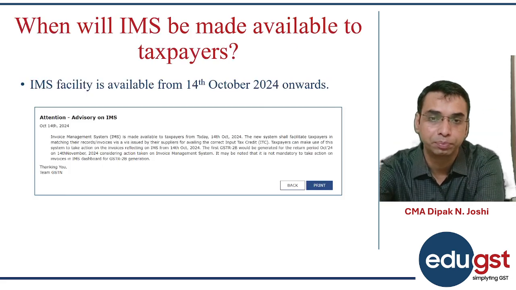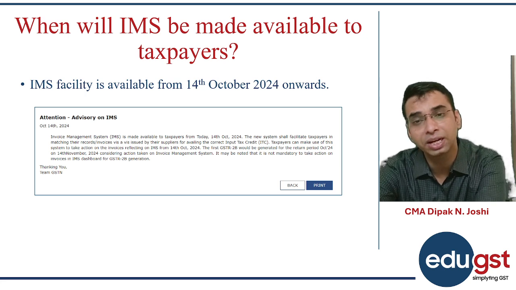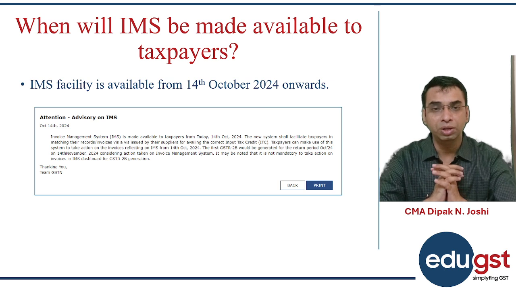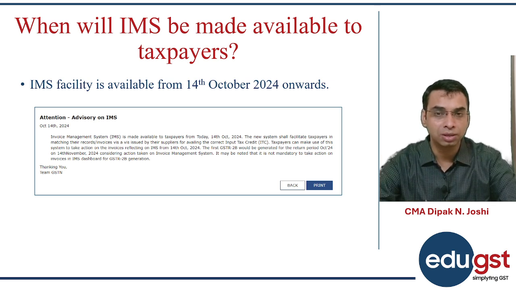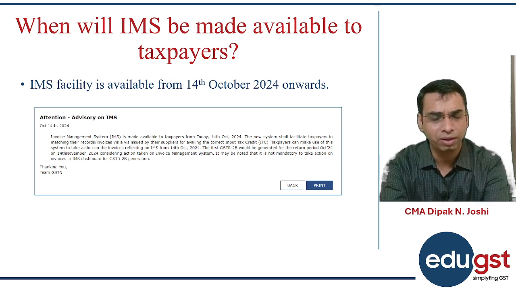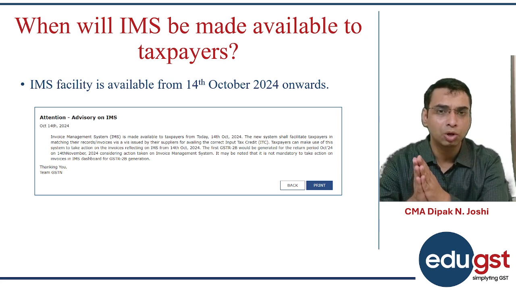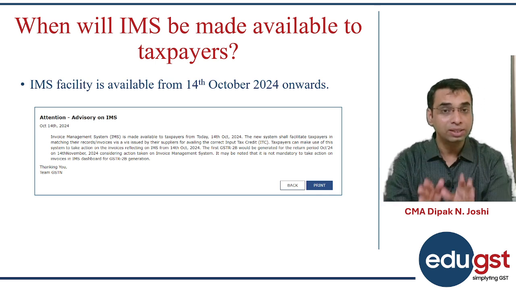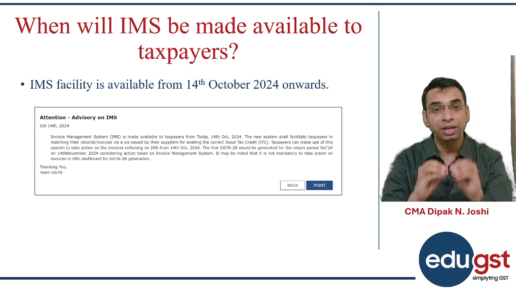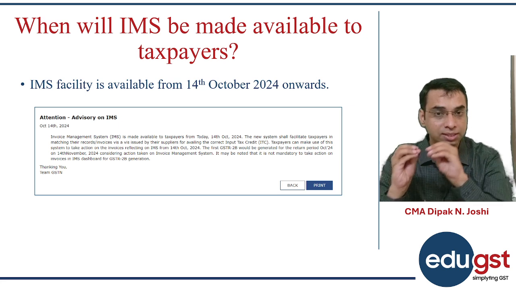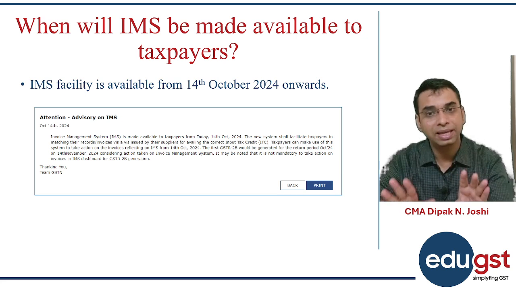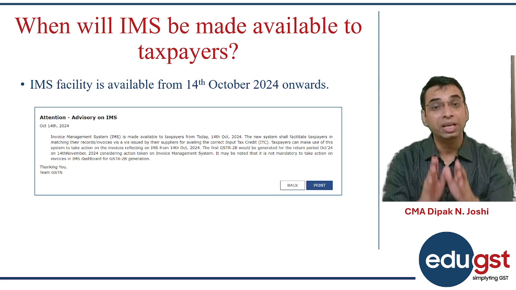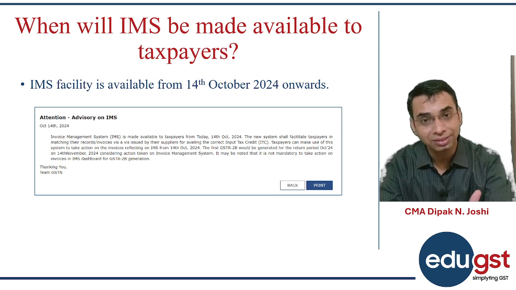Now, when is this functionality going to be available for the taxpayer? This is another important question which we need to discuss. This facility is already live. If you go to the GST portal, from 14th October 2024 this functionality is available. But invoices are not yet there on the IMS portal. Invoices are not flowing to the IMS portal, and the government has clarified via the press release dated 14th October 2024 that invoices will flow from the next tax period.